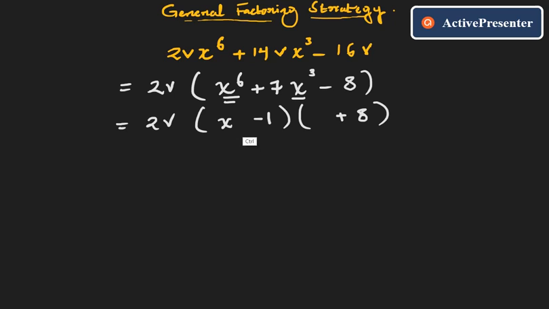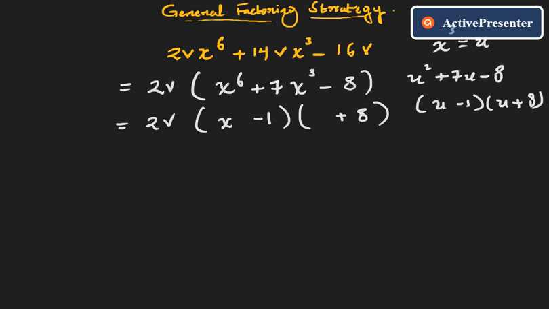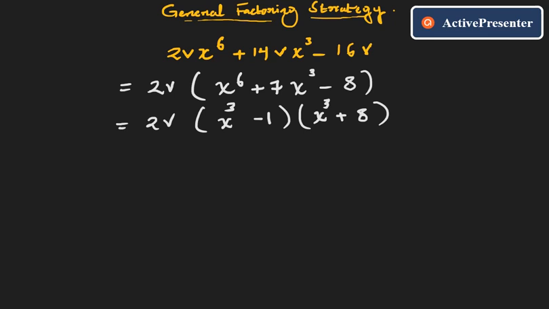So we said before it is quadratic in form. If you substitute x cubed with u, this can be written as u squared plus 7u minus 8, and if you factor it, you will get u minus 1, u plus 8. Substituting u with x cubed, here we will have x cubed and here x cubed. Now we have done the factoring of the trinomial.